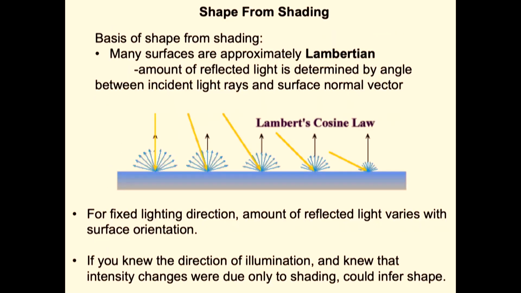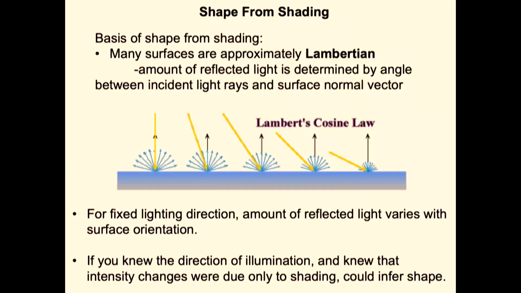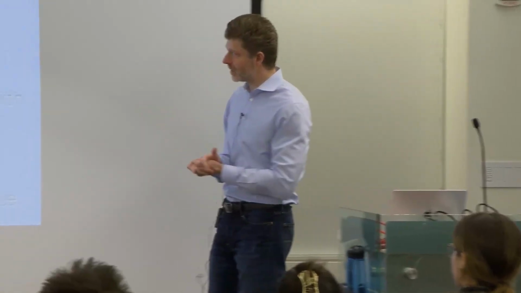So we've alluded to shape from shading previously in the class, and it refers to the fact that variations in luminance are often interpreted as shape. And the basis for shape from shading is that many surfaces are approximately Lambertian. Right? So we talked about Lambertian reflectance in the context of lightness perception. So a surface is Lambertian if the amount of reflected light is determined by the angle between the incident light ray and the surface normal vector. But the surface otherwise scatters light equally in all directions.